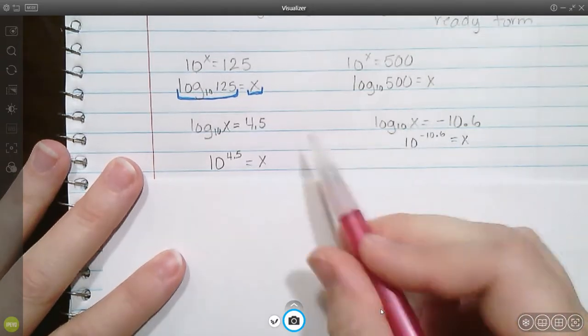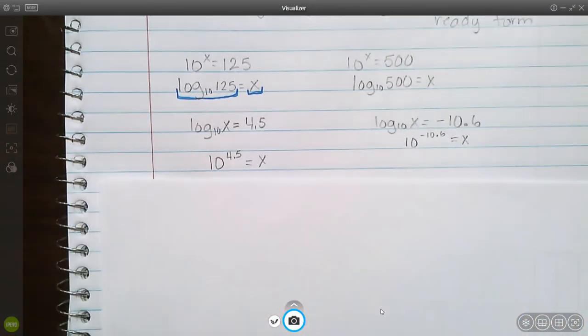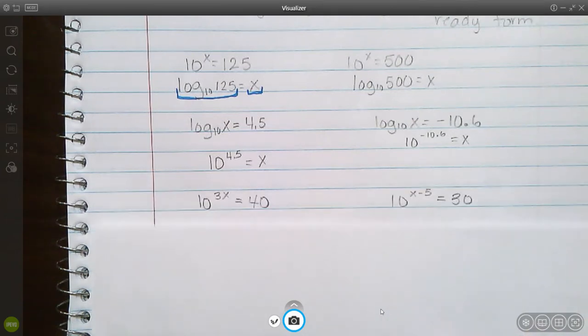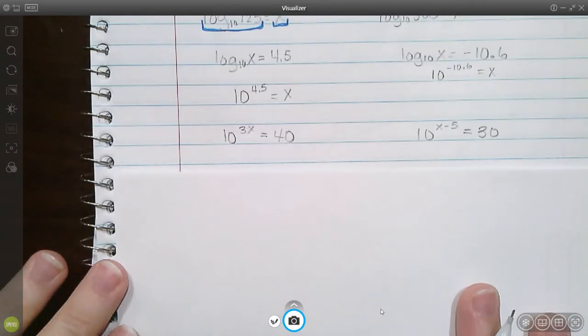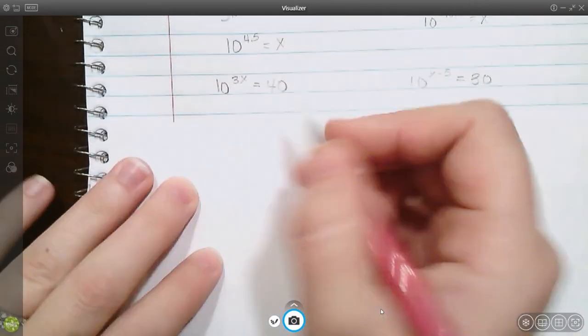So these are all in calculator ready form because I can just pick up the calculator and type them in. You don't actually have to do that. I actually prefer if you don't for now. Okay, so let's get into a few that are a little more challenging.